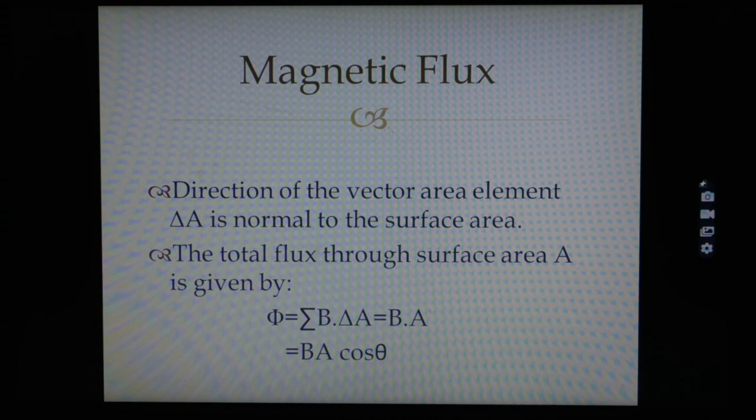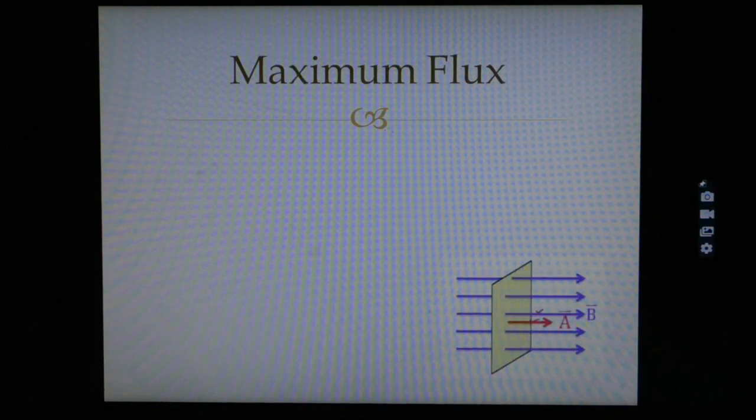Theta is the angle between B and A, between magnetic induction and area vector A. So as previously we noticed that phi is equal to BA cos of theta. So what are the factors on which magnetic flux depends? It depends upon three factors.